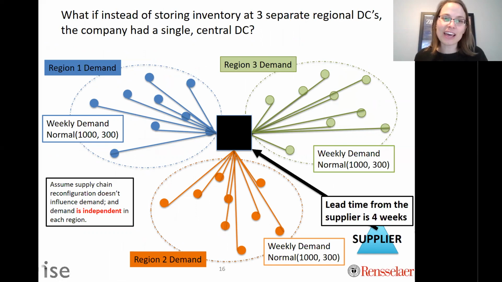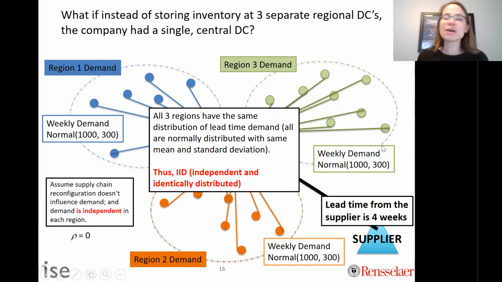The other thing to note is that region 1 has a weekly demand that's normally distributed with a mean of 1,000 and a standard deviation of 300. Region 2 also has that same distribution. It's also normally distributed with the same mean and standard deviation, and so is region 3. And so what that means is, first of all, because it's independent, rho is 0, and because these have the same normal distribution with the same mean and standard deviation, we can say each region is IID, independent and identically distributed. So for our example, we can use that square root rule equation because they're IID.